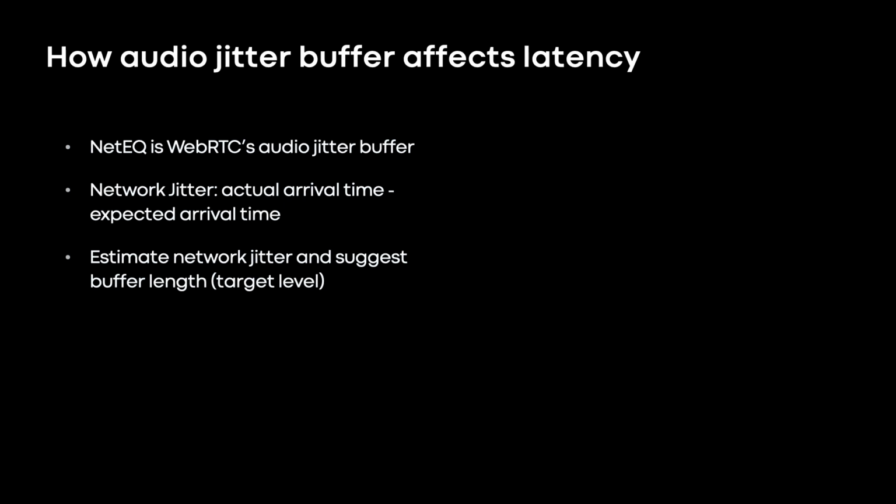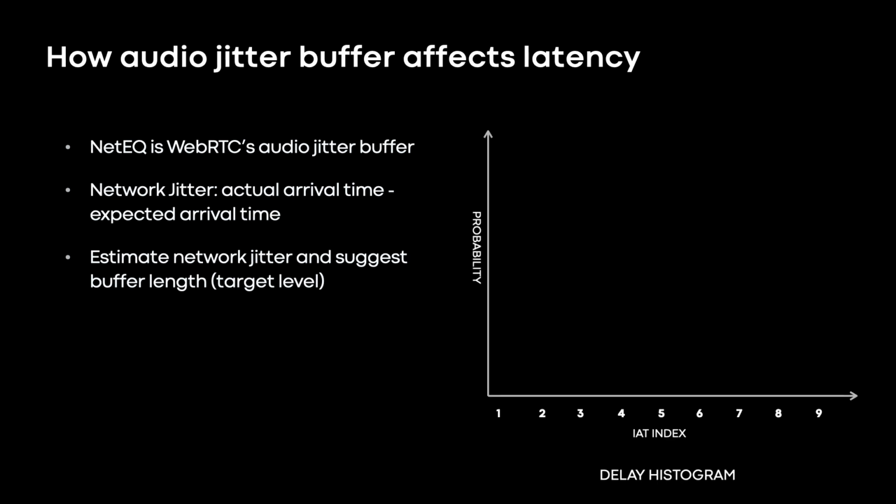In WebRTC's terms, NetEQ is WebRTC's audio jitter buffer, and the major purpose of the jitter buffer, or NetEQ, is to estimate the network jitter and suggest a real-time buffer length to ensure smooth audio playback. Network jitter is defined as the difference between a packet's actual arrival time and expected arrival time. So when audio packets arrive on Bob's device, Bob's NetEQ is going to estimate the network jitter and put every packet's network jitter into a distribution called a delay histogram. Here are some mathematical details showing how we can put every packet into each bucket of the delay histogram.